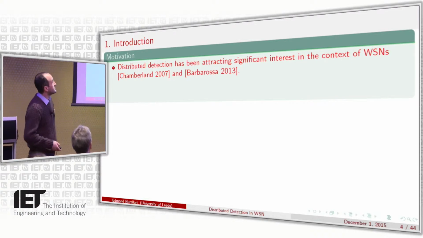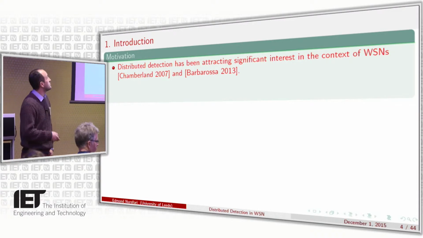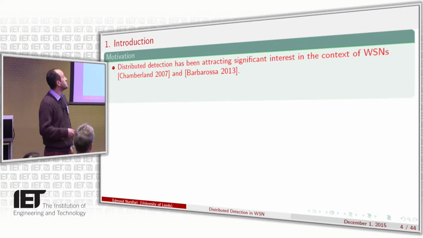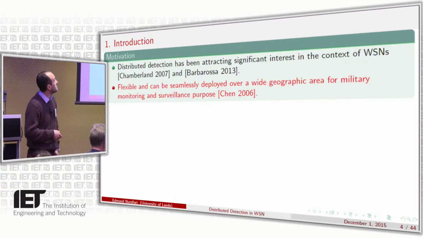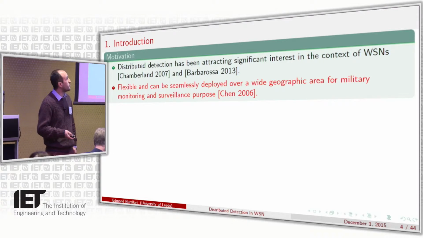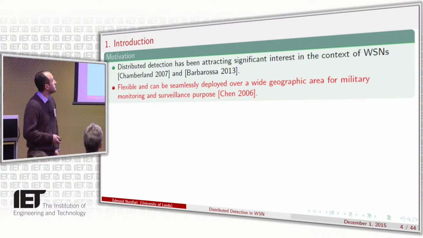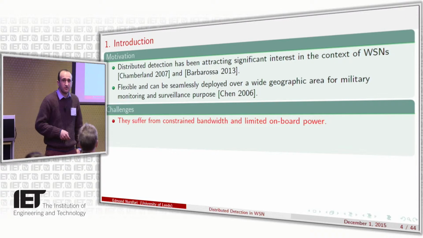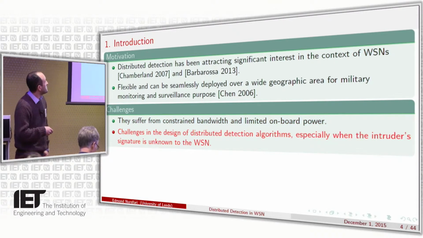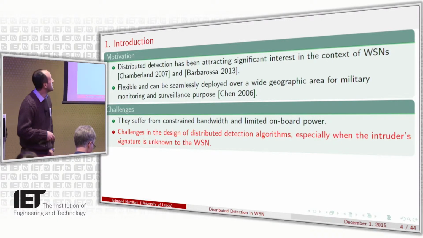So distributed detection has been attracting a lot of interest in the context of wireless sensor networks. I refer mainly to these two papers, Chamberlain 2007 and Barbarossa 2013. They're flexible and can be easily deployed over a wide geographical area for monitoring and surveillance purposes. There are challenges, of course, and here I mention two of them. The most important is that they suffer from constrained bandwidth and limited onboard power.